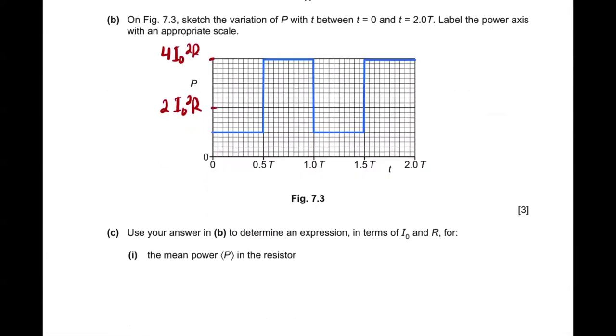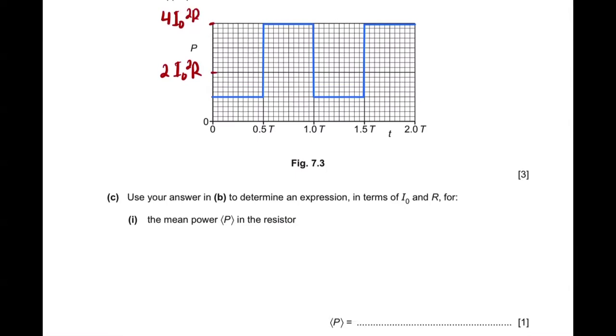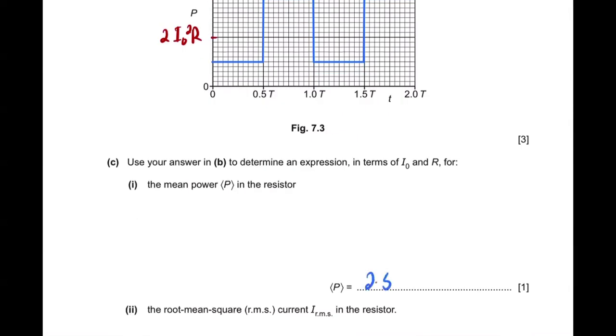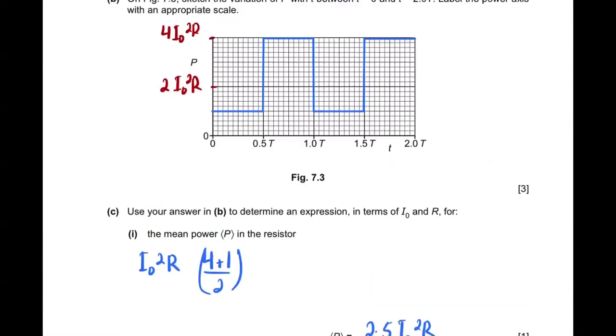Yep. Use the expression in B to determine an expression in terms of I naught and R for the mean power in the resistor. Now, in this case, I can see that for equal times it's this, and then other times it's this, right? If you remember the examples we did, we also did cases where the time period was unequal. But here I don't have to do that because they are for equal time, so I can just average. So 4 I naught squared R plus I naught squared R, and then I halve this. So that just turns out to be 2.5 I naught squared R, right? So basically 4 plus 1 over 2, and you have I naught squared R.